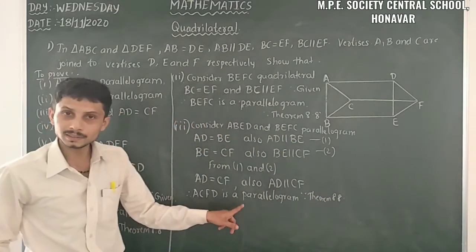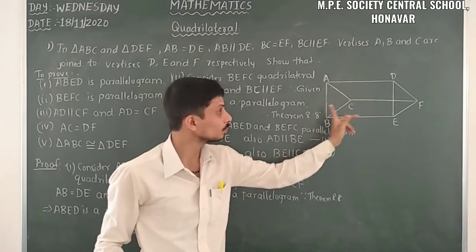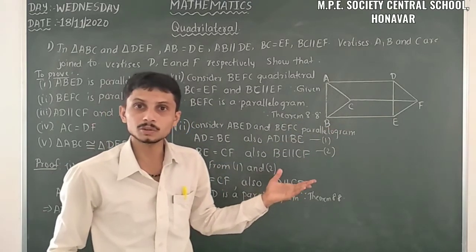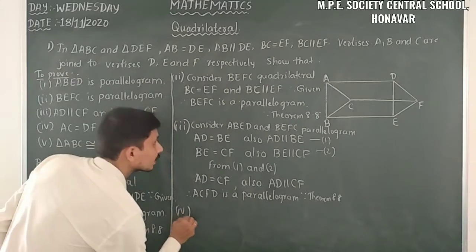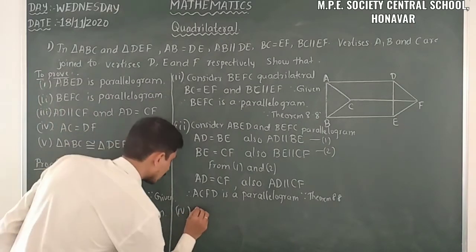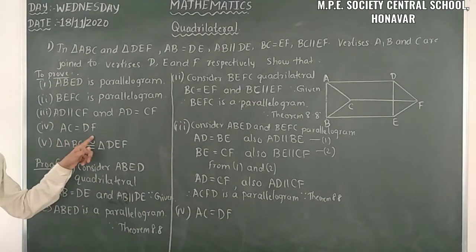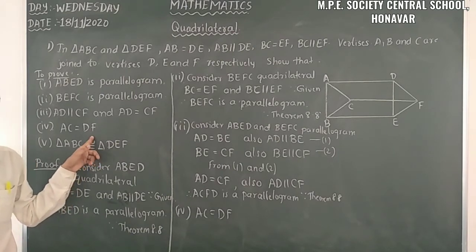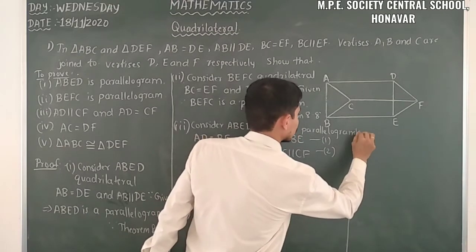When ACFD is a parallelogram, here AD is parallel to CF and AD is equal to CF. So that means another pair of opposite sides are also equal and parallel. Therefore, here AC is equal to DF. AC is equal to DF also we have. So it's our fourth assumption we have already. Yes, so let us move on to the fifth one.